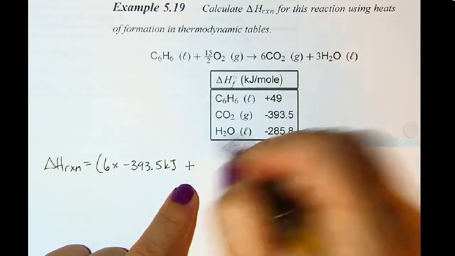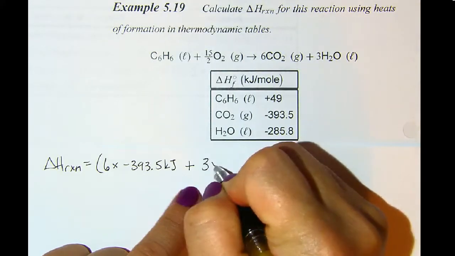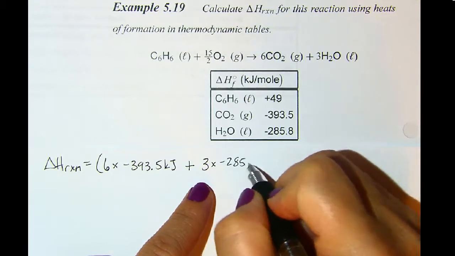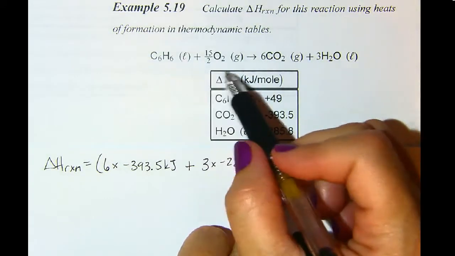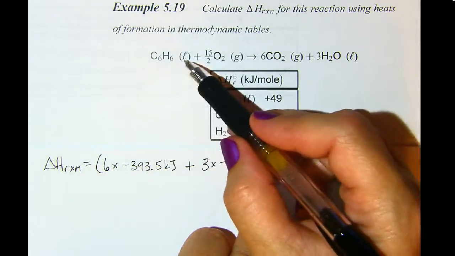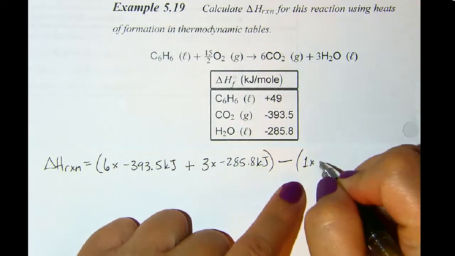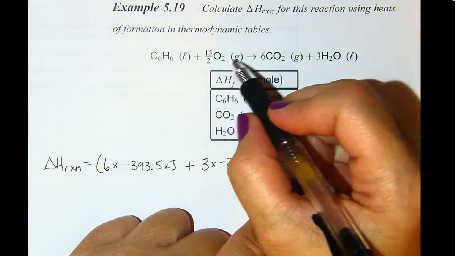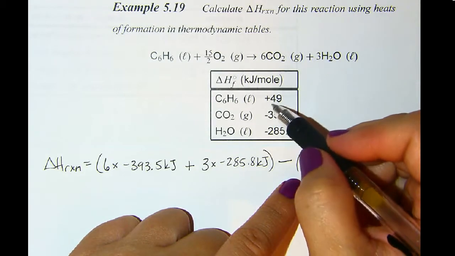And we're going to add that to 3 waters in the liquid state. So I have 3 times the delta H of formation of water, which is negative 285.8 kilojoules. And then I'm going to subtract the sum of the reactants. So it's products minus reactants. I have C6H6 liquid, and there's only one, so it's going to be 1 times positive 49 kilojoules. And then notice that O2 gas does not have a delta H of formation, and that's because in its standard state it's going to be 0.